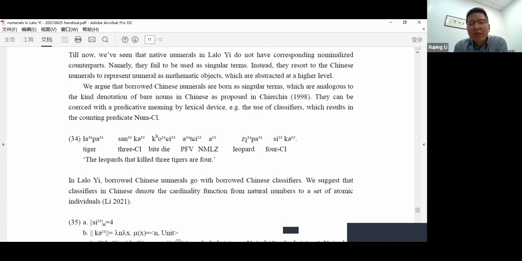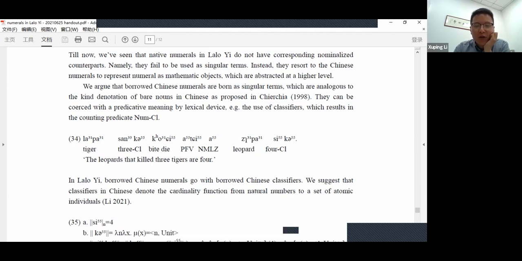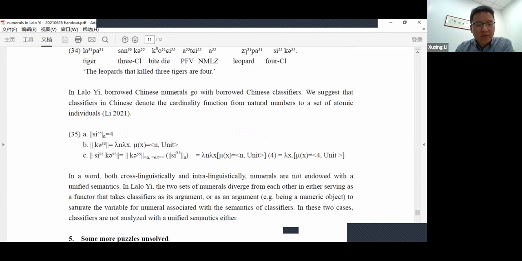And these Chinese singular terms, Chinese numerals, can be coerced into a predicative reading by a lexical device, for example, by using the classifiers. The leopards that killed 3 tigers are 4个. That's the Chinese numeral with the Chinese classifier, right? Here, the bare numeral 4 cannot be used as a predicate unless it occurs with the classifier 个. So I would treat 个 as a type shifter to turn the Chinese numerals from N to ET. That's the semantics for classifiers in Mandarin.